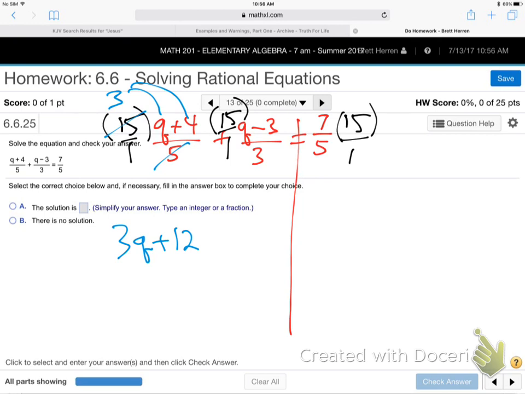Now in the middle. So 3 goes into 15 5 times, what's that 5 going to do? Boom, boom. 5q minus 15. Everybody good there?